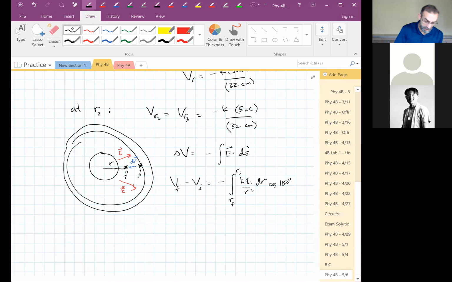Okay, so what do we plug in here? Our final, first of all, final minus initial has to be positive, negative, 0. What does it have to be?